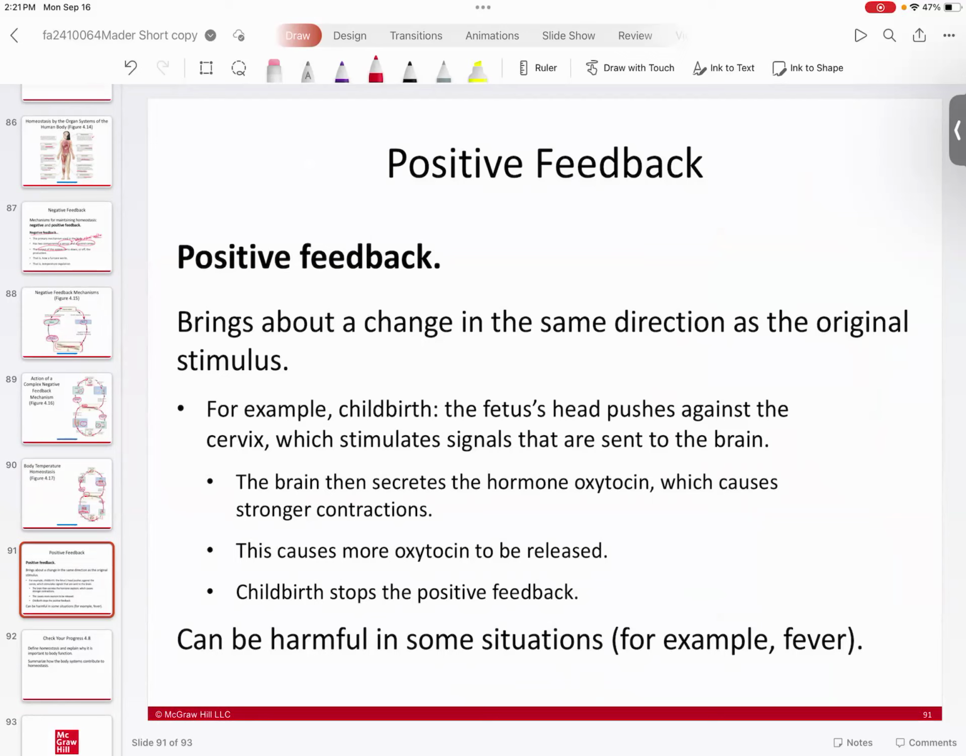So positive feedback generally will make a change in the same direction. So here's a good example. It basically reinforces something. A good example of positive feedback is during childbirth. For instance, when the fetus's head pushes against the cervix, this is a physical mechanical stimulation that's sent to the brain, right? So that's a sensation. Notice that's your sensory. It's sent to the brain, which is your control center.